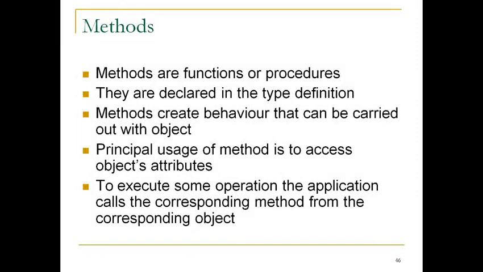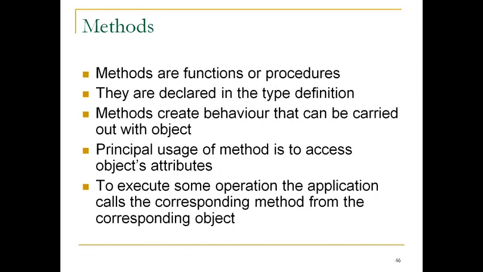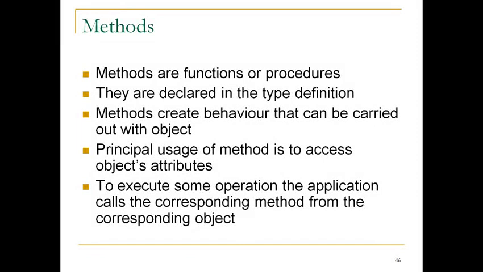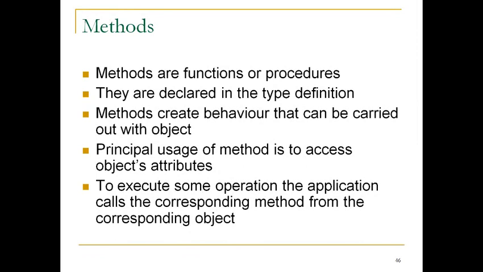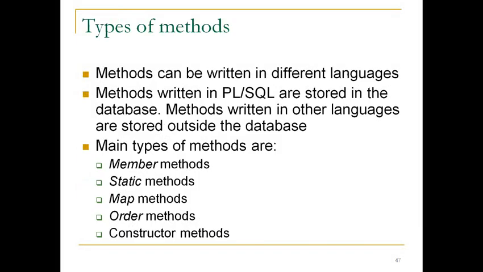Because if the method has nothing to do with objects, data or attributes, then the question is, why should we put this method inside the object, not independently, if it does not do anything with this data? And to execute these operations, something outside the object, here named application, will call the corresponding method from the corresponding object to do something with this object.